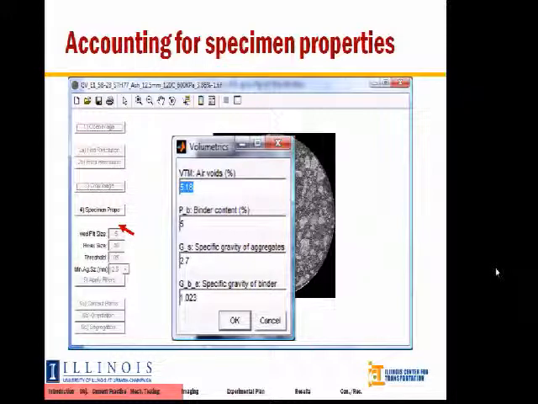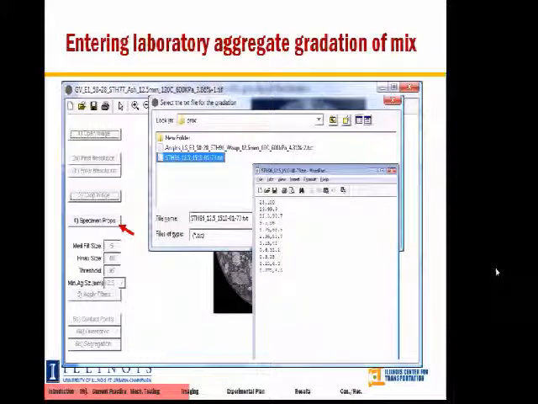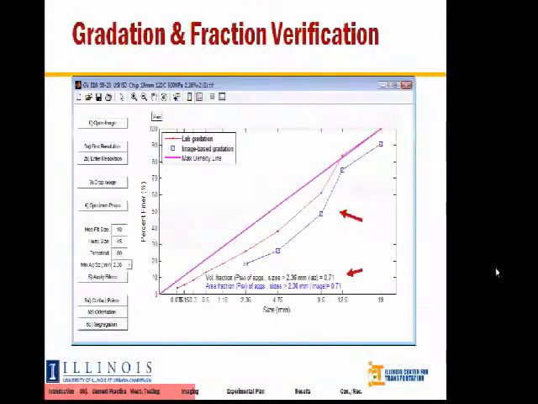Our binder content we know, and the specific gravity of our two main components. Okay? Air being negligible in this case when it comes to specific gravity. So we enter this along with the known laboratory gradation. Okay? A simple text file just showing us the sieve size opening followed by the percent passing. So a very general gradation information.